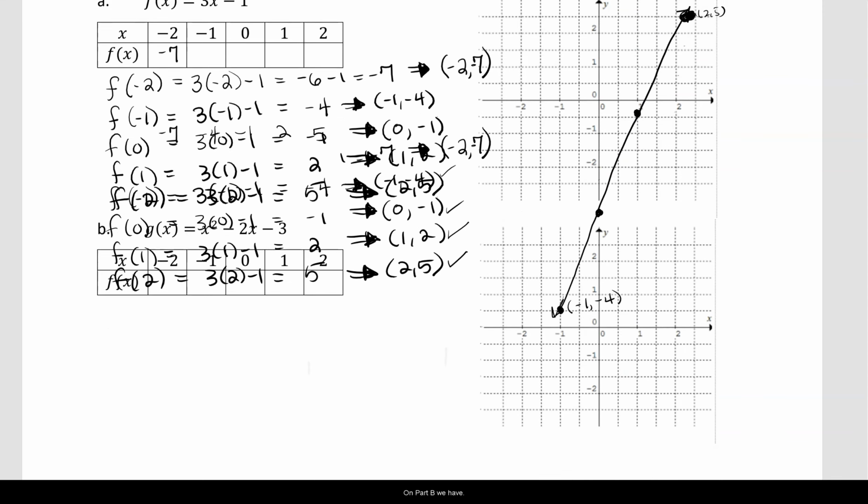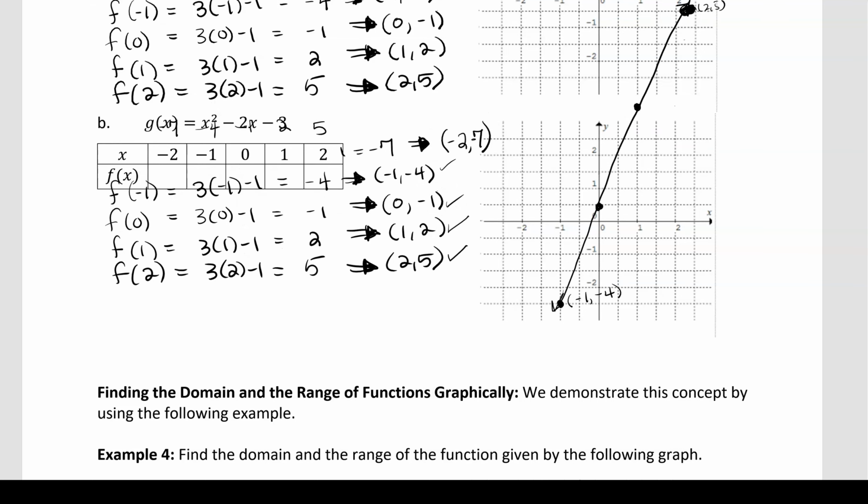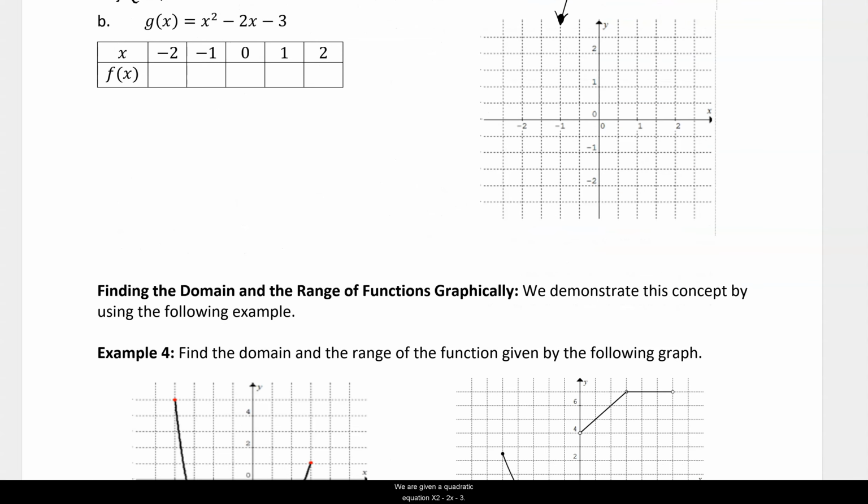On part B, we are given a quadratic equation, x squared minus 2x minus 3. It's called quadratic because of the highest power being a square, and it's not divided by any values of x. We have our quadratic equation here, and we just need to generate the points so we can graph. So starting off, we have negative 2, negative 1, 0, 1, and 2. F of negative 2: everywhere there's an x, I'm going to plug in negative 2.